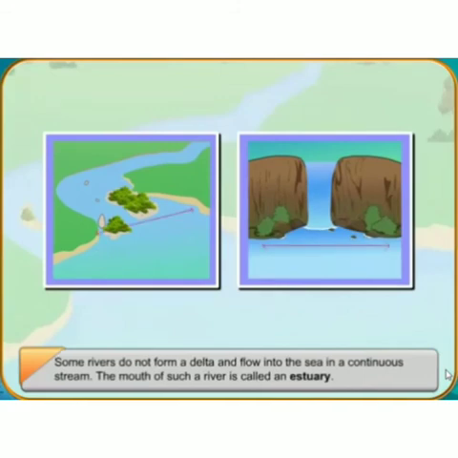Some rivers do not form a delta and flow into the sea in a continuous stream. The mouth of such a river is called an estuary. The river estuary is where fresh river water meets salty sea water.